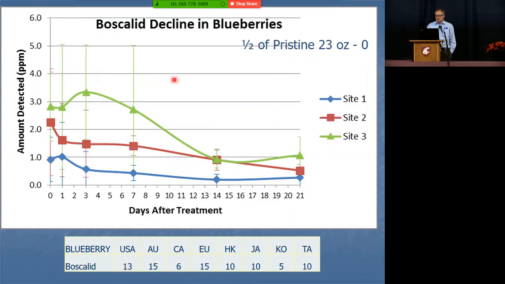Canada is 6, no problem. Korea, no problem. Taiwan, no problem. According to this test, our residues are so low that we can go into these countries. We can probably use this product and go into markets that previously we thought we could not go into.